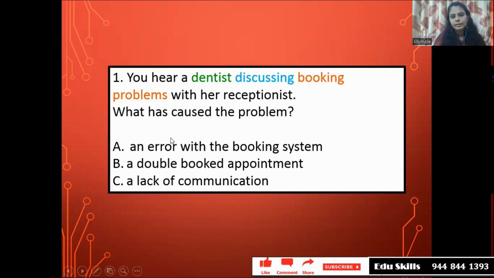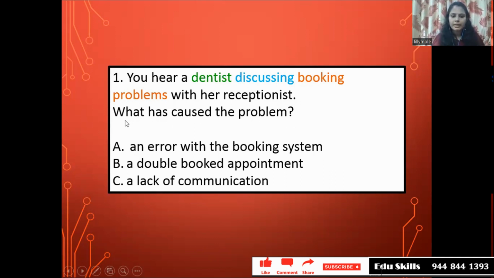You see, in the question itself, you can see who is speaking here: a dentist. What is the dentist doing? Discussing. Discussing about what? Booking problems. To whom? The receptionist. So from this question we understood they are talking about booking problems. A dentist is speaking to her receptionist. So from the question itself we understand what they are going to talk about.